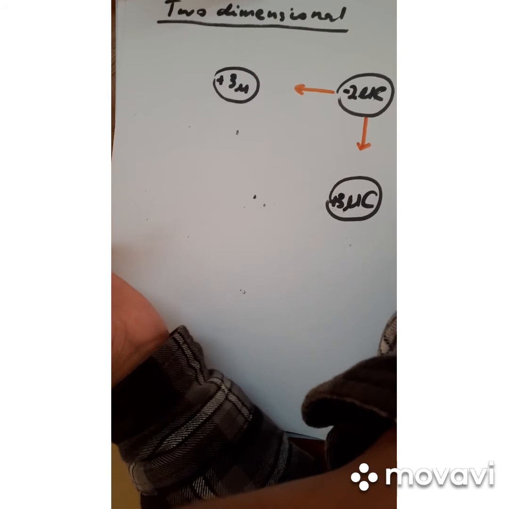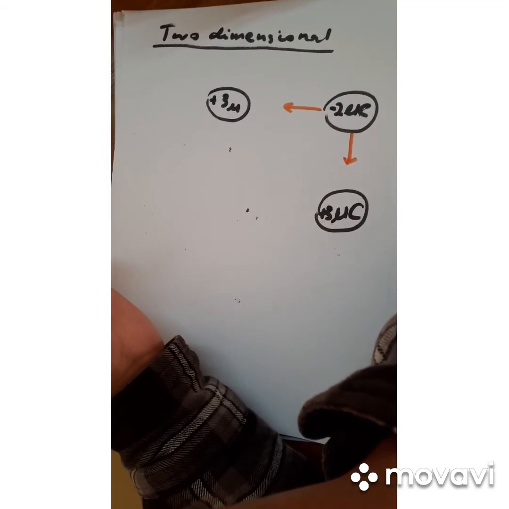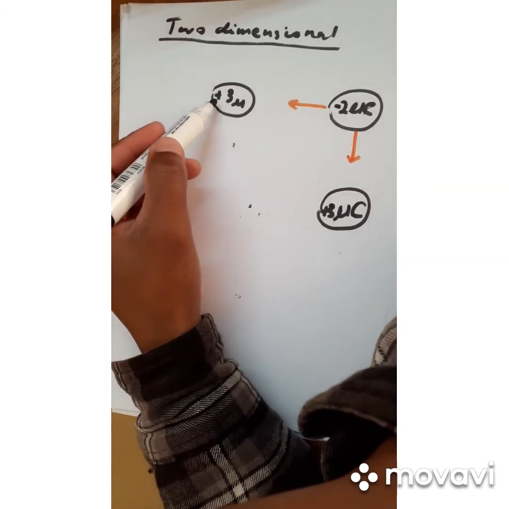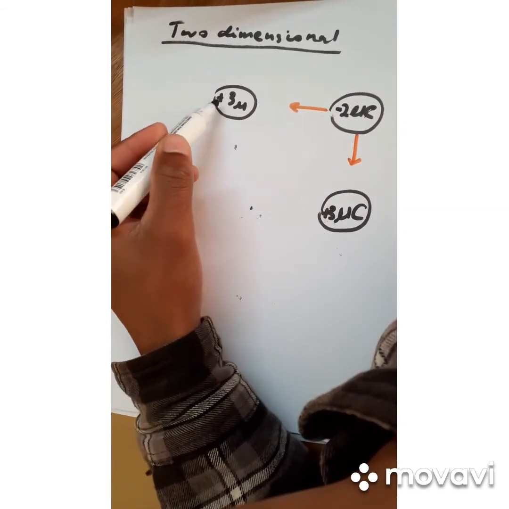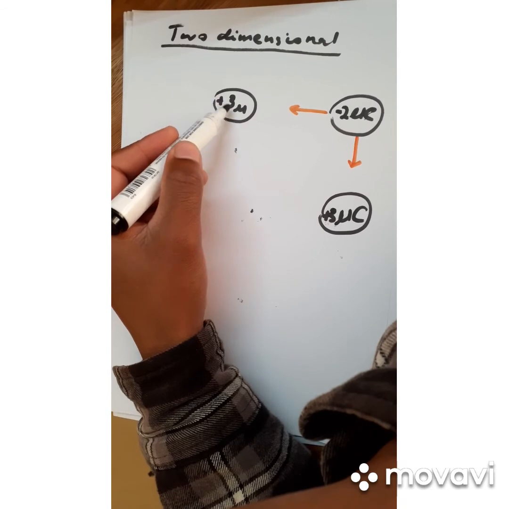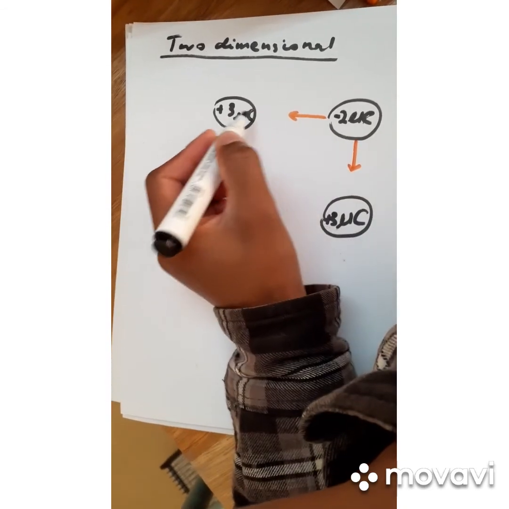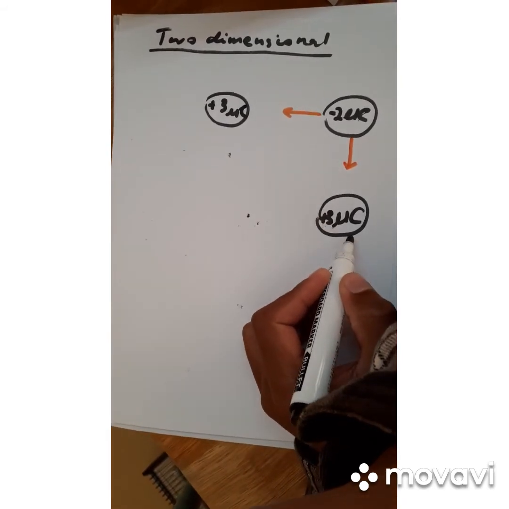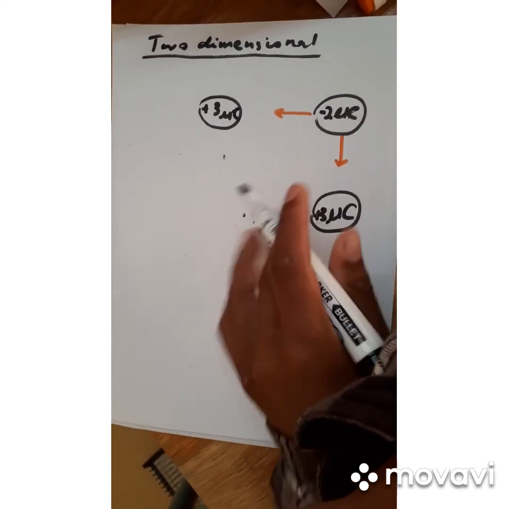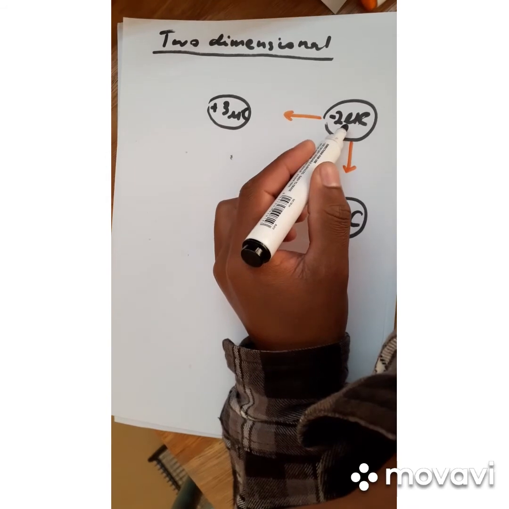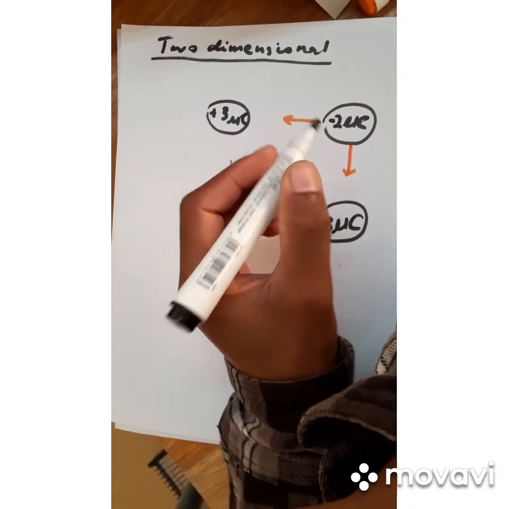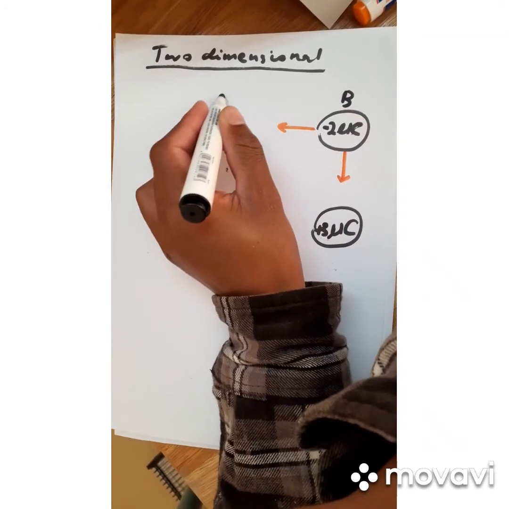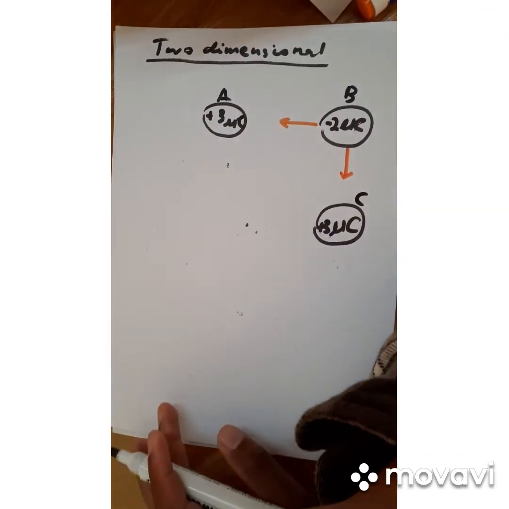Now let us have a look at this one. Two-dimensional. Suppose now you have these 3 charges: positive 3 microcoulomb, negative 2 microcoulomb, and positive 3 microcoulomb. Now, we are only interested in this charge, negative 2 microcoulomb. Call it B. A, B, C.